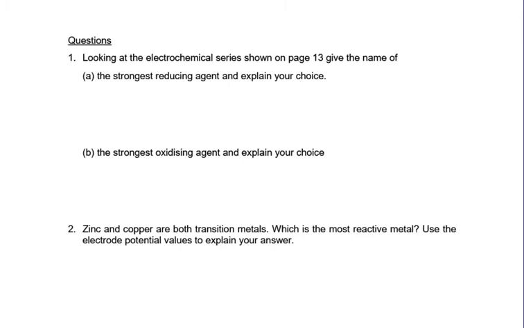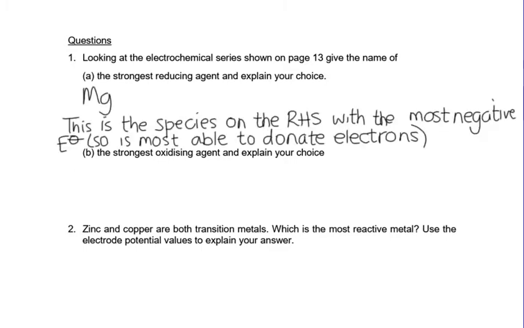And the more positive the number, the more it gains the electrons, and the more negative the number, the more it wants to lose them. So go back to page 13 and see if you can pick out the strongest reducing agent. So there we go, we would have picked magnesium because it was on the right hand side, so it was going to donate electrons, that made it a reducing agent. To be the best reducing agent, it needed to have the most negative electrode potential.